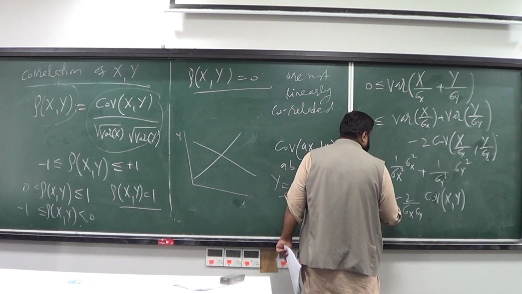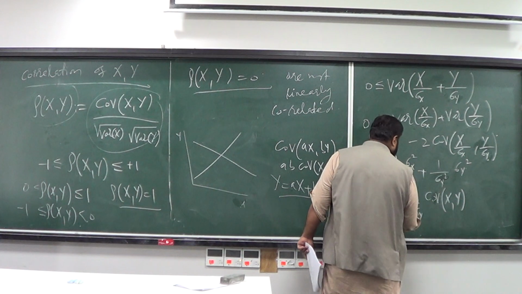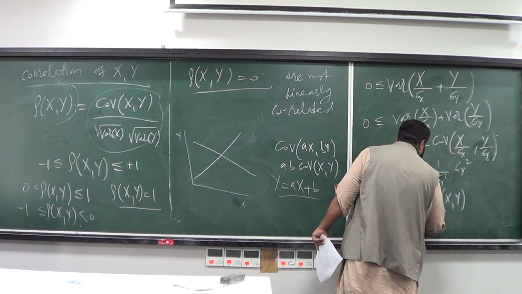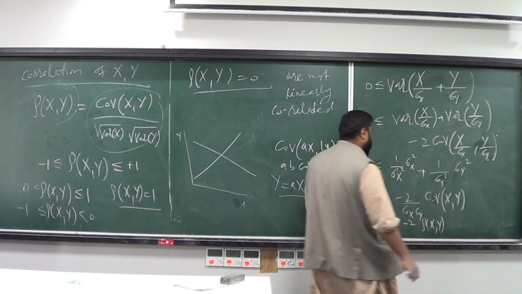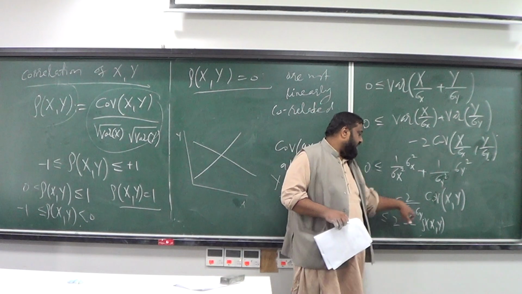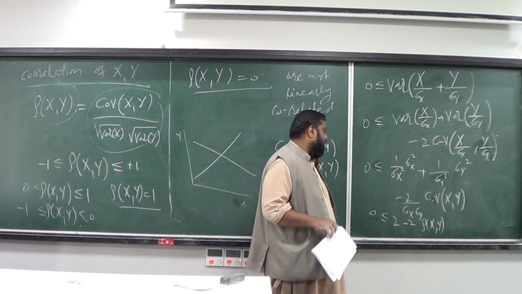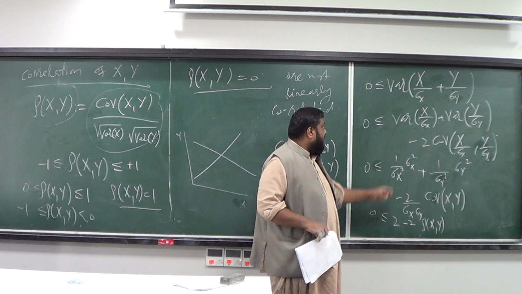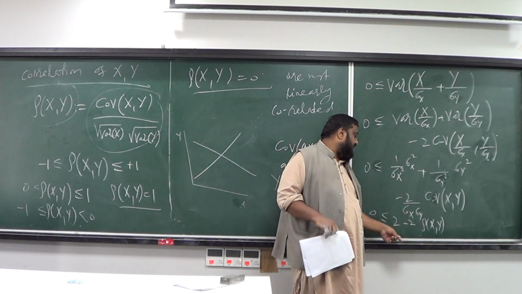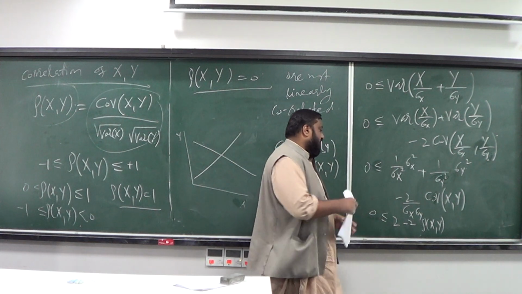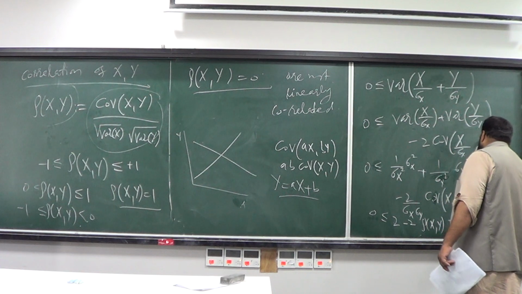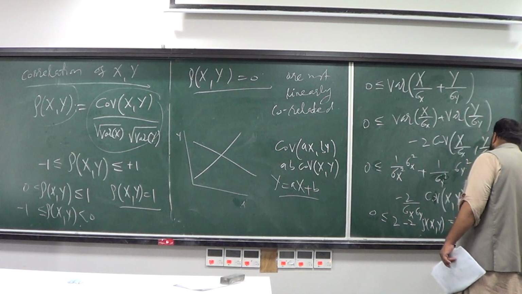This is bigger than or equal to, so this will become 2 minus 2 times rho xy. So this divided by sigma x sigma y is rho xy. On the other side you have greater than or equal to 0. So this means that 2 minus 2 rho xy is greater than or equal to 0. If you divide by 2, this shows that rho xy is less than or equal to 1.